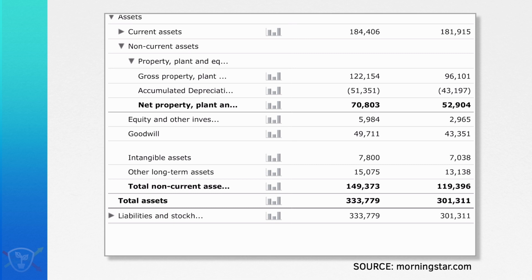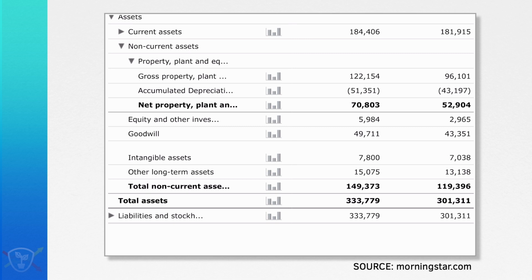Then we see this item called accumulated depreciation. Basically, depreciation is an accounting concept whereby the cost of buying assets can be apportioned over the number of years that the asset is used for. Now, this is something that's just good to know. If you're interested in finding out more, you can go research about that yourself.